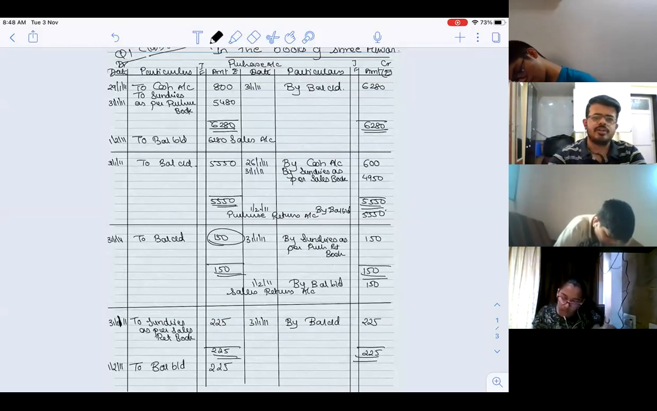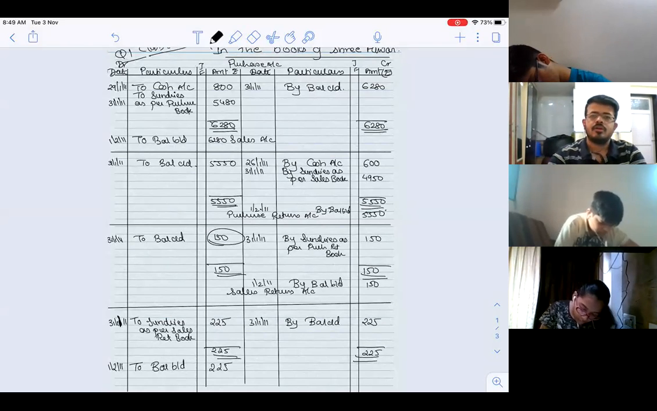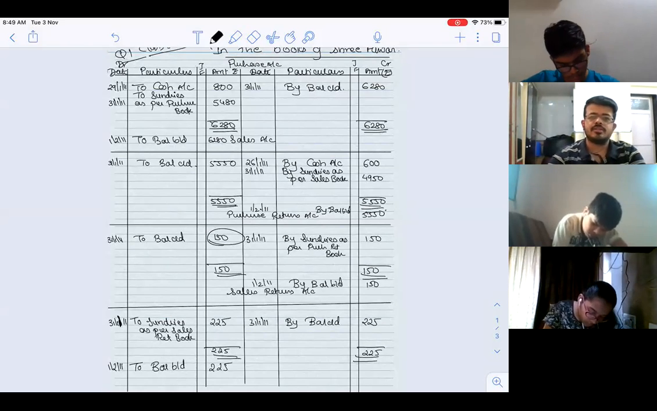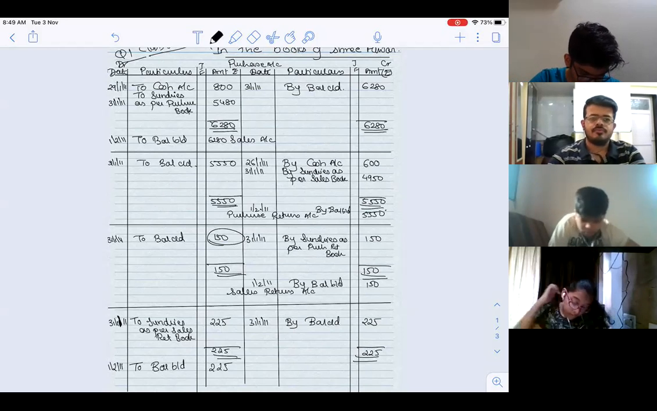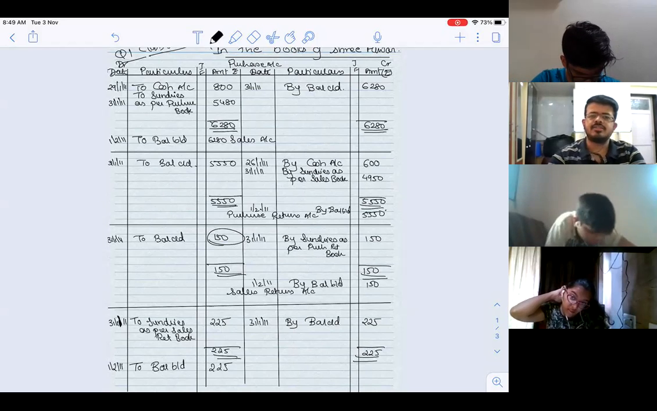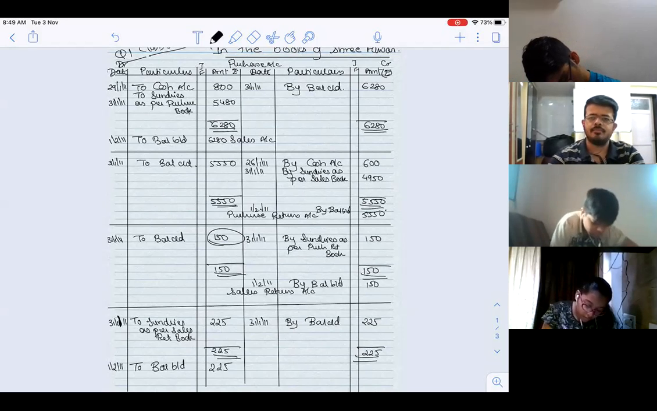Sales book में only 2 entries. By cash you will find 6,000. Date is 17th. And by sundries as per sales book. What is the total of sales book? Total of sales book I am asking. Sales book is 44,425. So balance in sales account you will find is 50,425. To balance c/d will become by balance c/d. Got it?